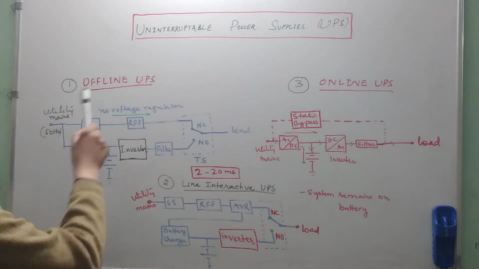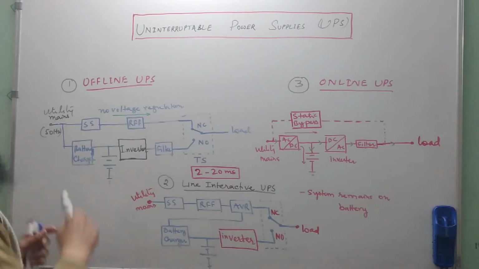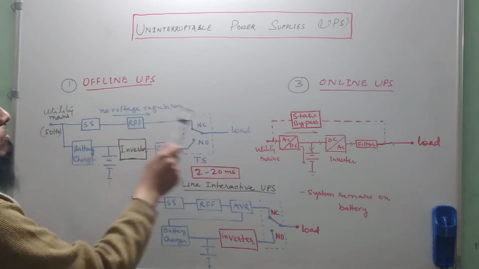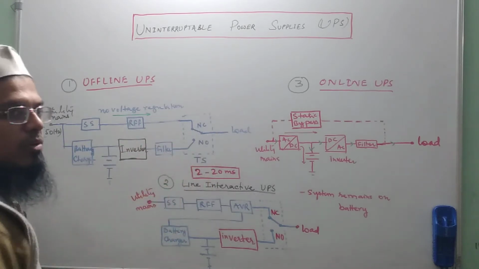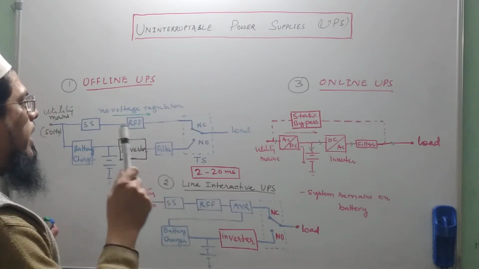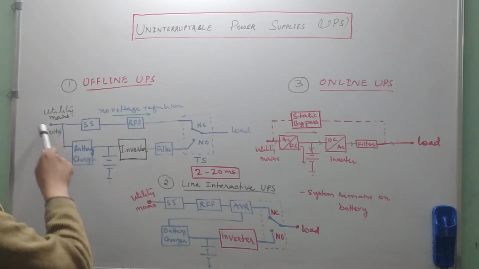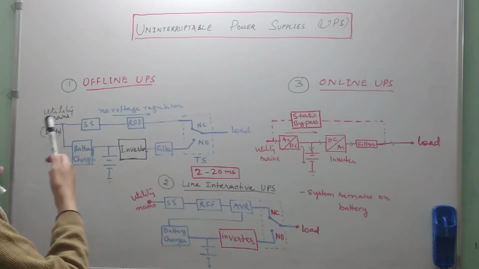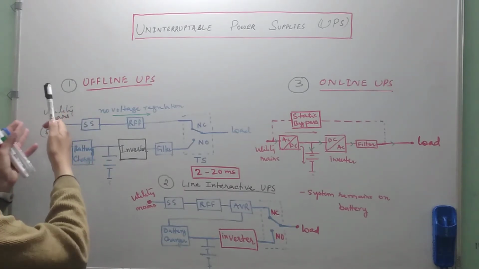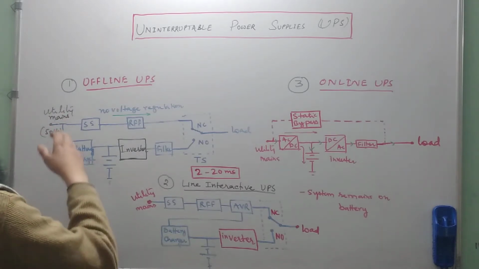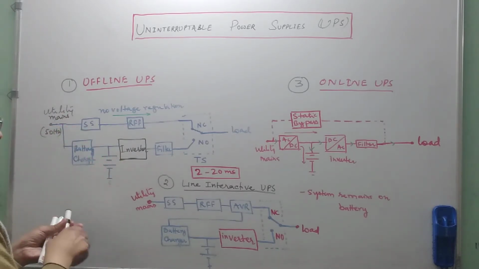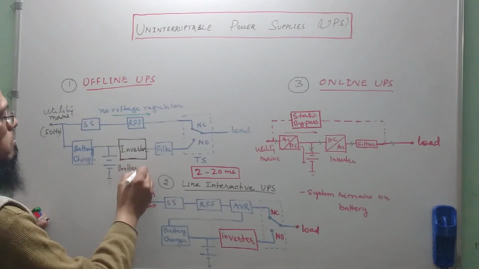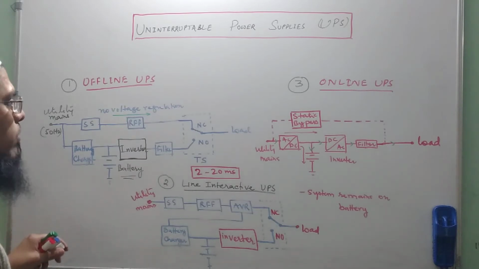In an offline UPS, the utility mains is connected to the load and is always providing the supply to the load. Whenever there is some fault in the utility mains, or it stops providing the power supply, then the battery of the UPS system takes over and starts providing the power. Let us see how it works.